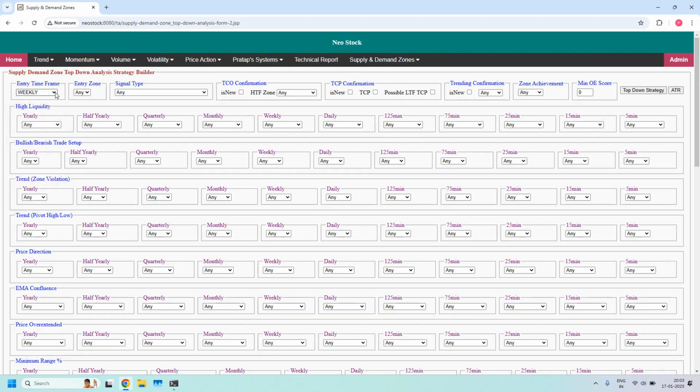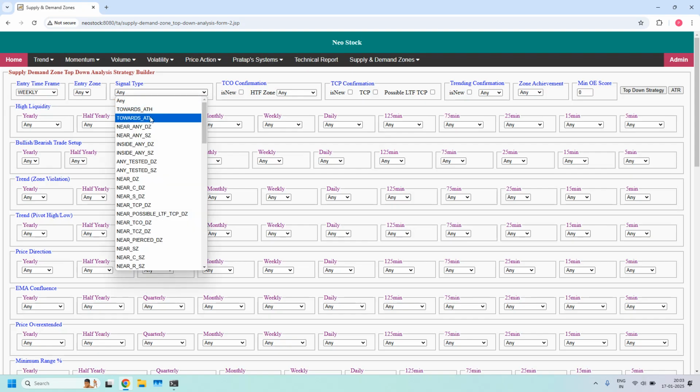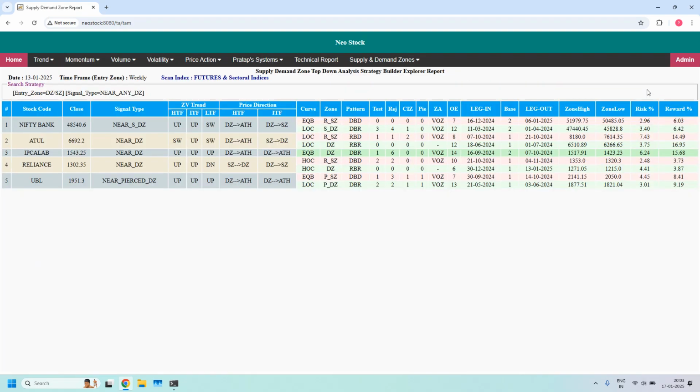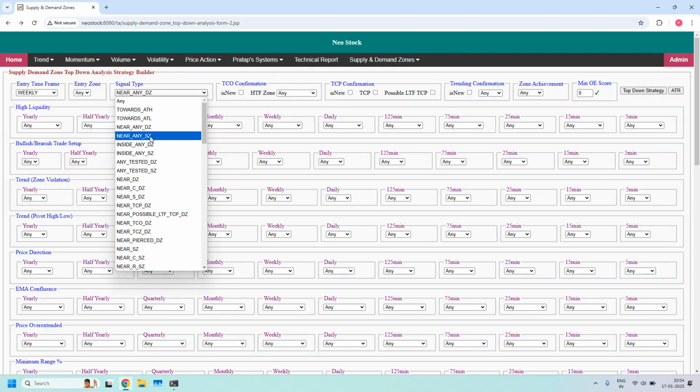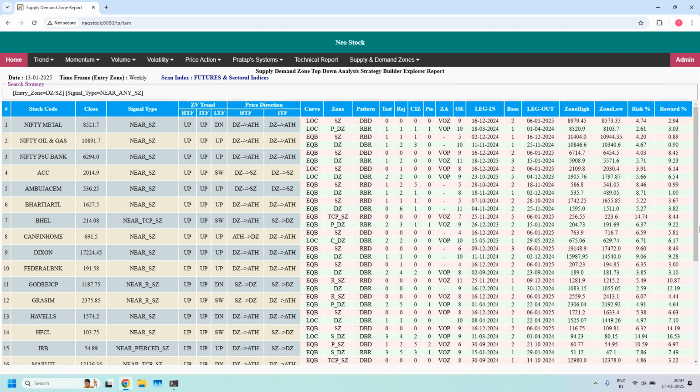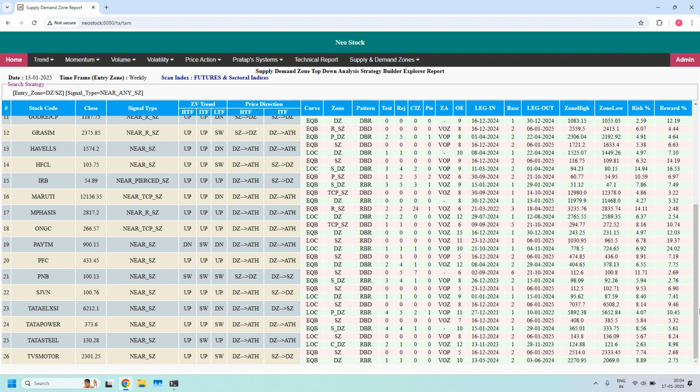So first for weekly time frame, let's start with stocks near weekly demand zone. 5 stocks are filtered. Next, weekly time frame, stocks near weekly supply zone. We got 26 stocks. You are able to see the first 15 stocks in the list. I am scrolling the list down. So total 26 are filtered near to the weekly supply zone.